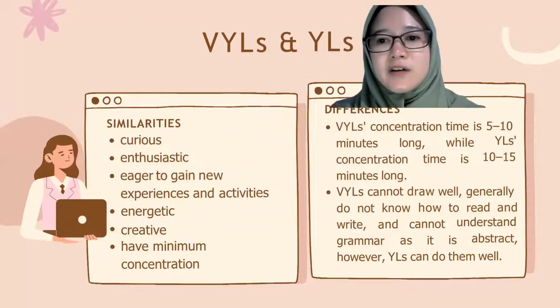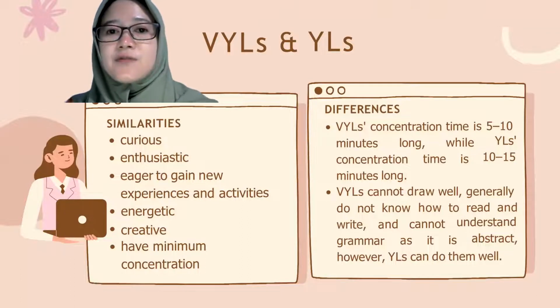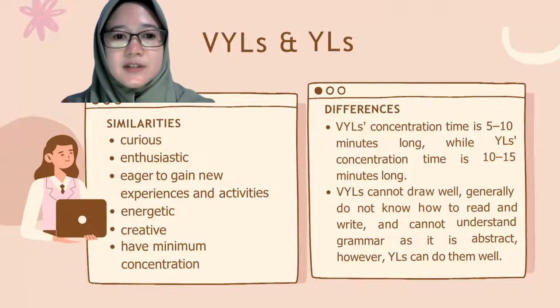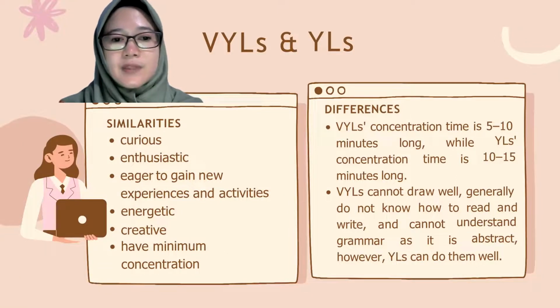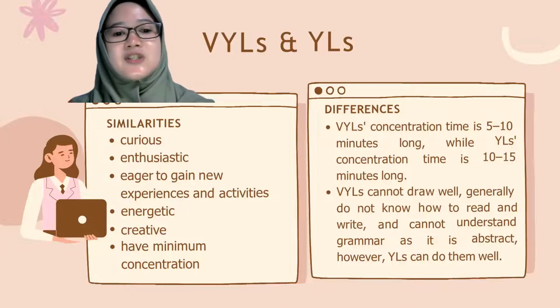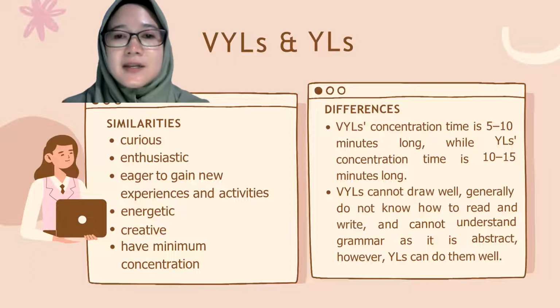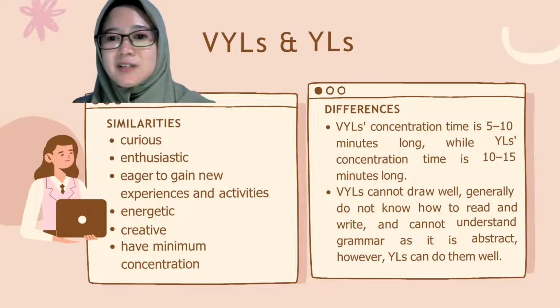And also we have different methods in teaching very young learners and young learners. Okay, because they have some differences as well. Well, there are some similarities. They are curious, enthusiastic, eager to gain new experiences and activities. They are energetic, they are creative, but they have minimum concentration. So sometimes when we ask them to do something, they ignore it because they have minimum concentration. Okay, nah itu persamaannya ya, similarities between very young learners and young learners.